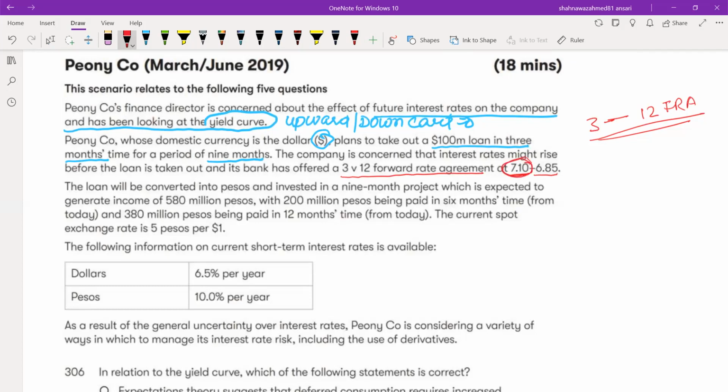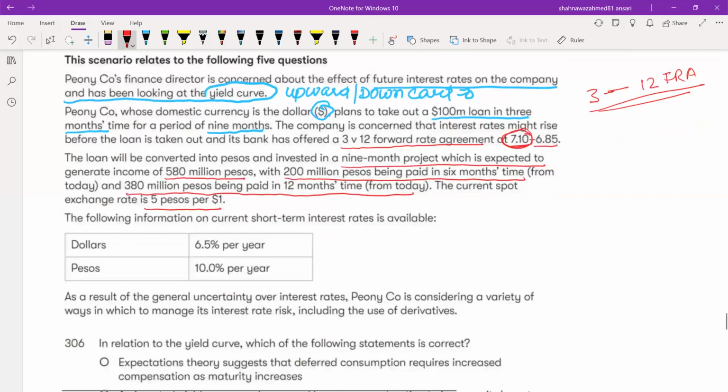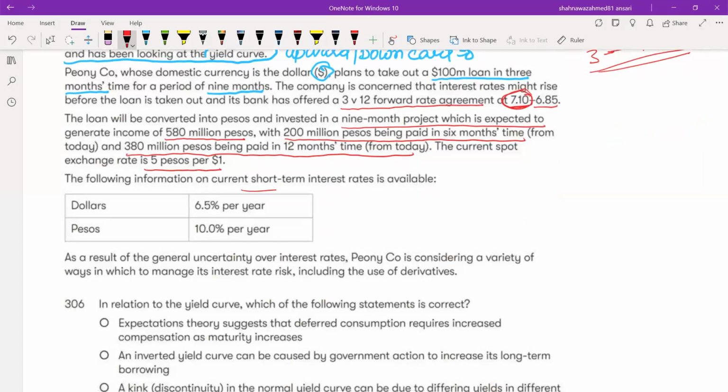The loan will be converted into peso and invested in a 9-month project, which is expected to generate income of 580 million peso, with 200 million peso being paid in 6 months' time and 380 million peso being paid in 12 months' time. The current spot rate is 5 peso per 1 USD. The following information is given on short-term interest rates. Dollar rate is 6.5% per annum. Peso's rate is 10% per annum.